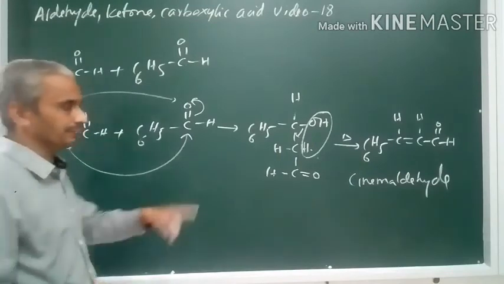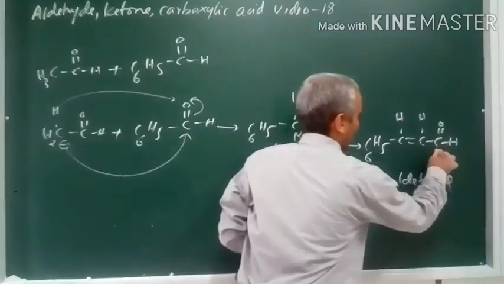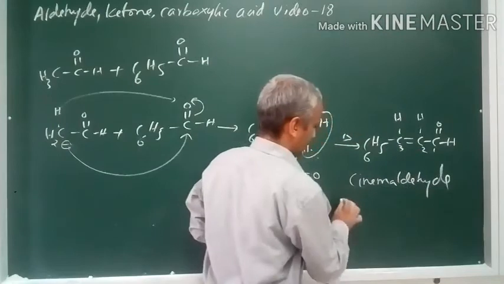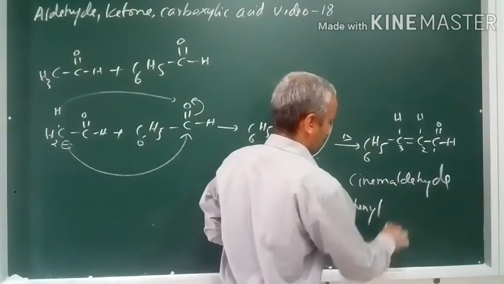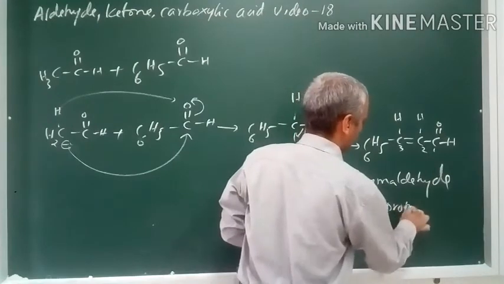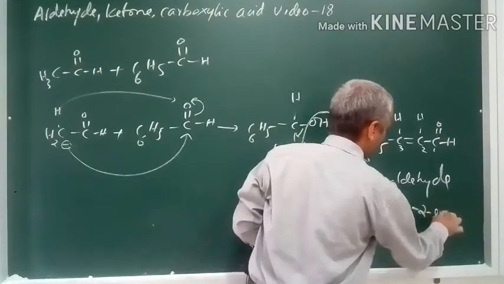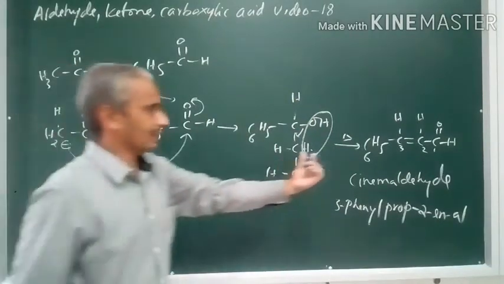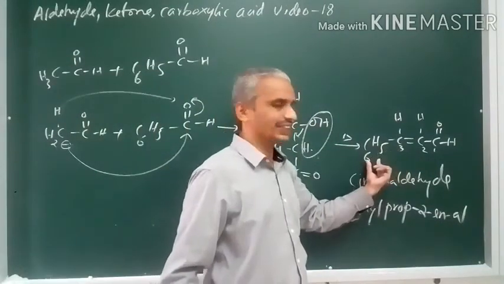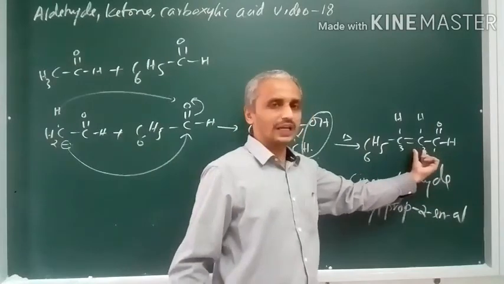What is the IUPAC name? 1, 2, 3. 3-phenylprop-2-en-al. This is the IUPAC name also. At carbon number 3 there is a C6H5 group. At carbon number 2 there is a double bond.